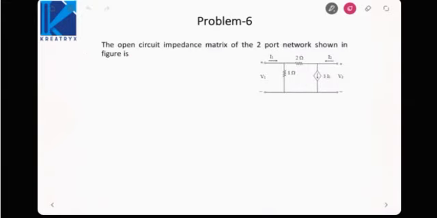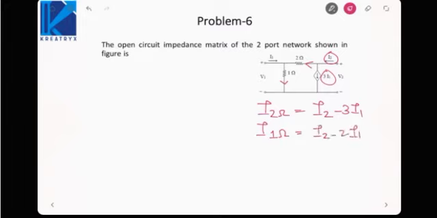In the next problem, it is asking for the open circuit impedance matrix. That is, it is asking for the Z parameters of the network. To determine Z parameters, first we will have to find the current in each branch. I2 is the current here, 3I1 is here. So current here in the 2 ohm will be I2 minus 3I1. Then what is the current in the 1 ohm resistor? It is I2 minus 3I1 plus I1, that is I2 minus 2I1. As we know, the voltage across the 1 ohm resistor is V1. So V1 will be equal to I2 minus 2I1.